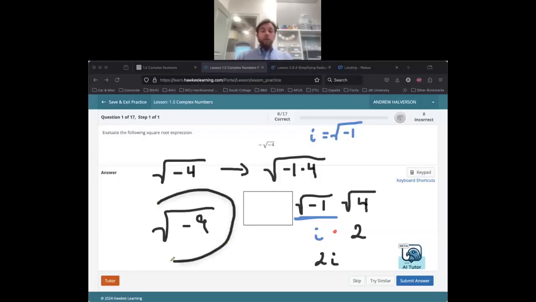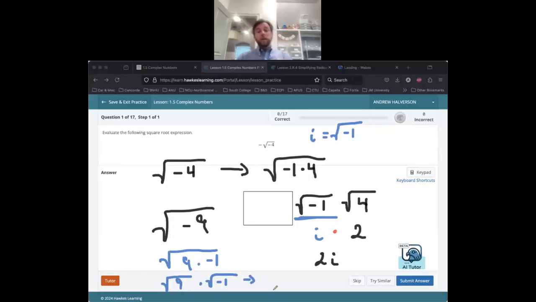So how would we do something like this one then? The square root of 9. In a similar fashion, I'm going to write it as 9 times -1, so I can set it up a little easier. So I make it the square root of 9 times the square root of -1. And what does that reduce down to? The square root of 9 becomes what value? 3. And the square root of -1? I. So that becomes 3I.